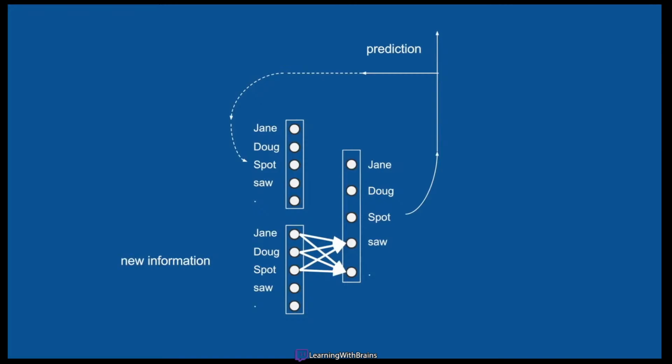Now, after training this neural network and teaching it what to do, we would expect to see certain patterns. For instance, anytime a name comes up, Jane, Doug, or Spot, we would expect that to vote heavily for the word saw or for a period, because those are the 2 words in our dictionary that can follow a name.